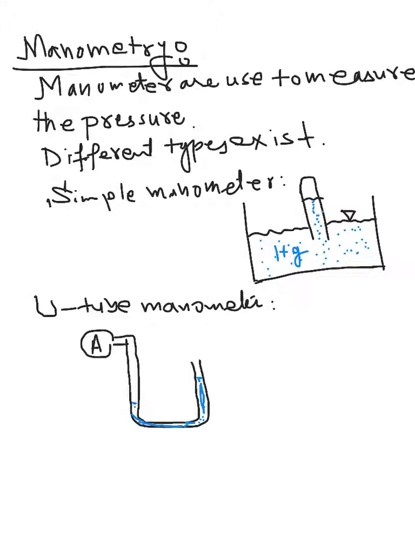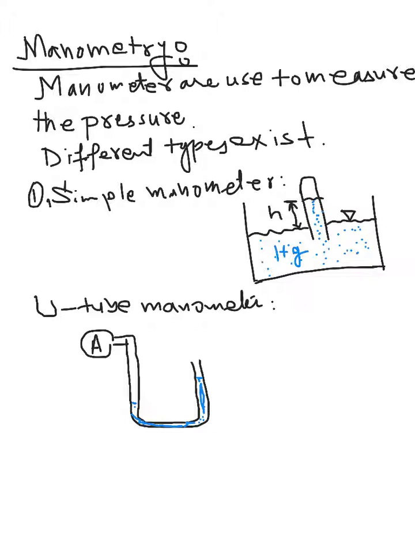So one of the types is known as the simple manometer, in which you have a vertical inverted column tube, and the fluid here is mercury. So by measuring this difference of height, you can easily utilize the hydrostatic equation to measure the pressure.